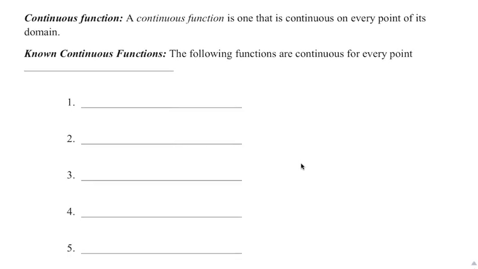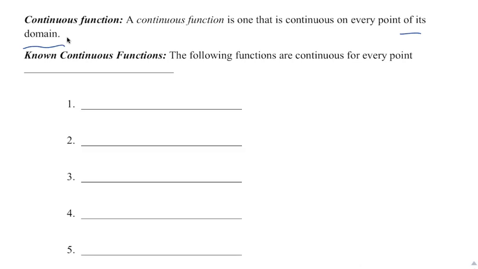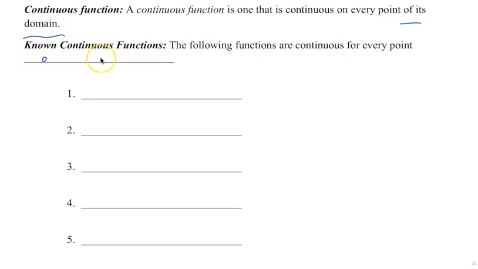Let's talk about what a continuous function actually is. A continuous function is one that is continuous at every point of its domain. That's the key part, of its domain. We don't care about any values not in its domain. That's going to come up with one specifically. The following functions are continuous on every point of their domain.